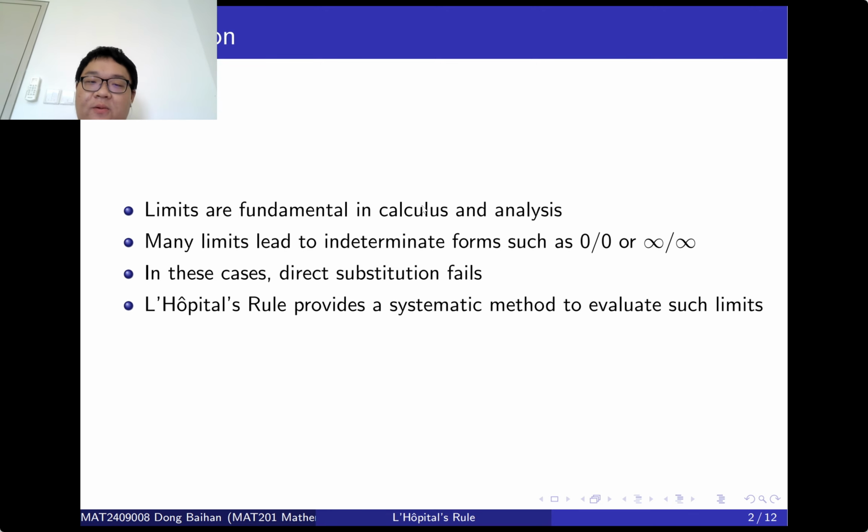Introduction. Limits. We know that limits are important in both calculus and mathematical analysis. But when we need to calculate indeterminate forms such as 0 over 0 or infinity over infinity, the common direct substitution doesn't work. But L'Hopital's rule provides a good method to solve limits like this, 0 over 0 or infinity over infinity.